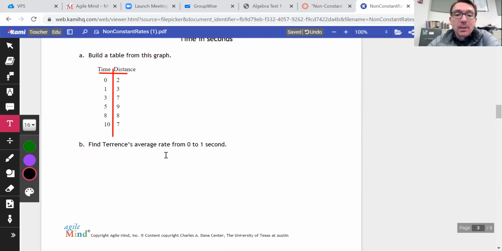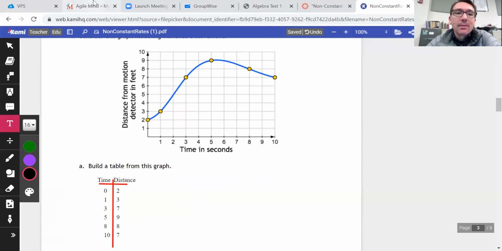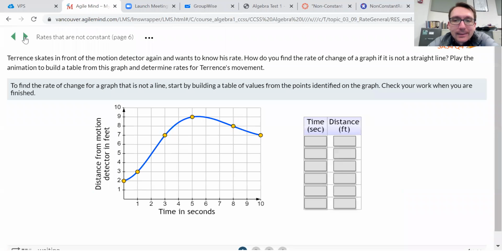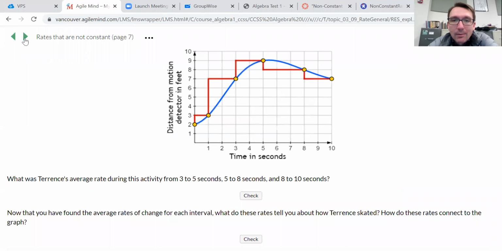Find Terrence's average rate from 0 to 1 second. Okay, now average rate. Let's see if they have some information on that before I just tell you what to do. Yeah, we did that. Average rate, okay. So say I'm talking about spending on average. If I go to the store and sometimes I spend $2 and sometimes I spend $4, the average is going to be somewhere around 3, because I don't always spend $4, I don't always spend $2, and those even out, so it's about $3 every time, even though sometimes I spend more and sometimes less. That's what we're talking about when we say an average rate. So it can be changing, but on average, where does it end up?